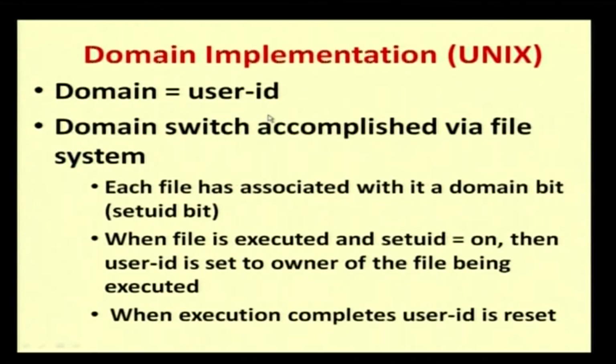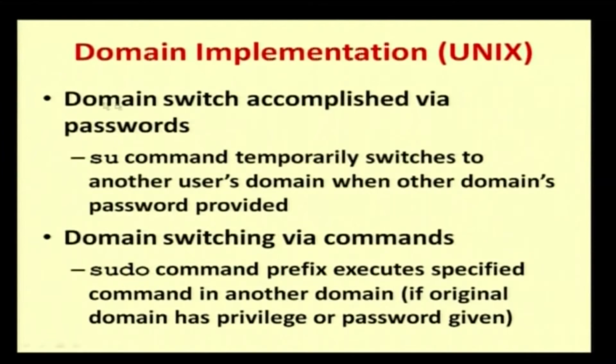Now in the case of domain implementation, a domain is equal to the user ID. The domain switch is accomplished via file system. So in other words, say for example, in your system, when you log in with your username, you may not be able to access the internet. Supposing the administrator logs in to the same system, he will be in a position to access the internet. That is because of the access right. And then in the case of domain implementation, the domain switch is accomplished via passwords. So these are the ways in which the domain gets implemented.